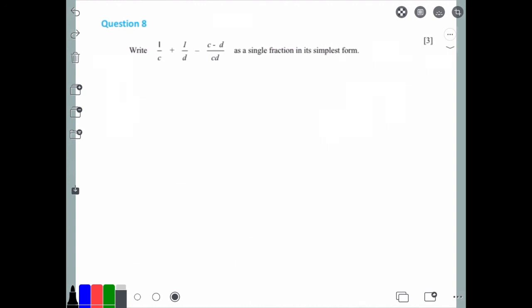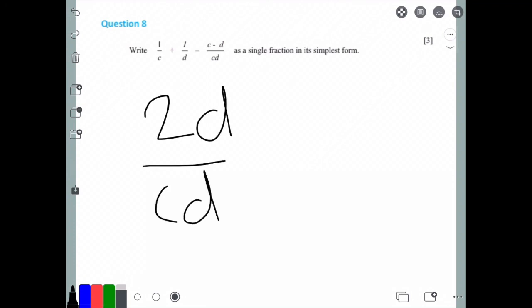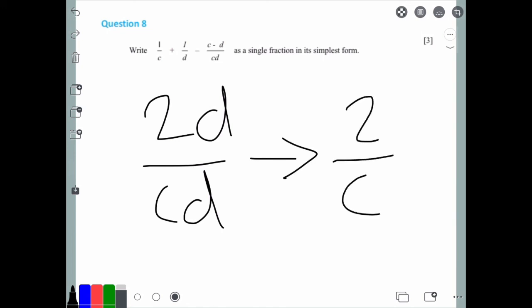So now we know the answer to the question is 2d over cd, which can be simplified into 2 over c if we divide d from both sides.